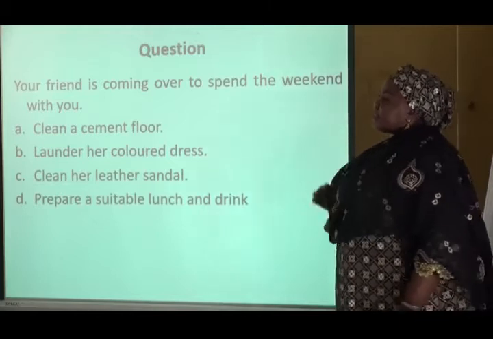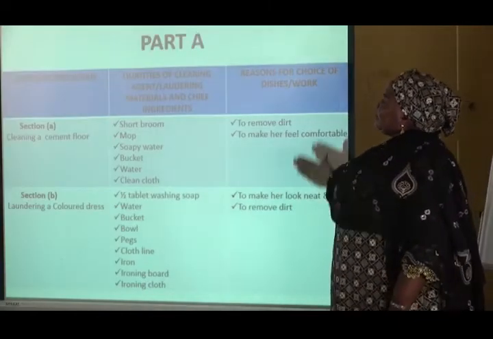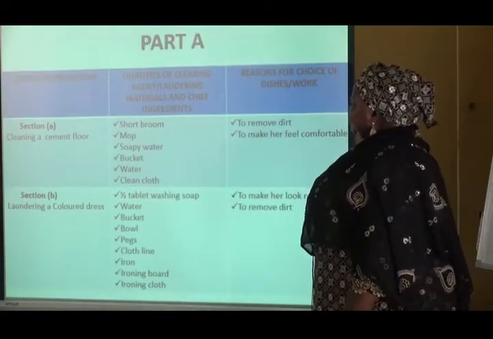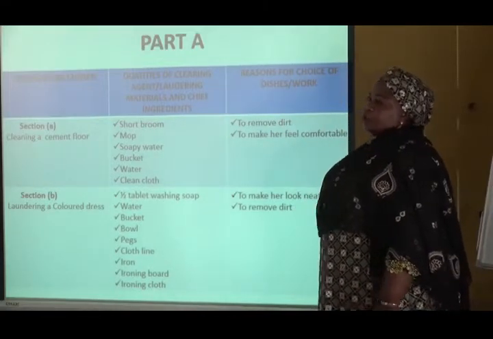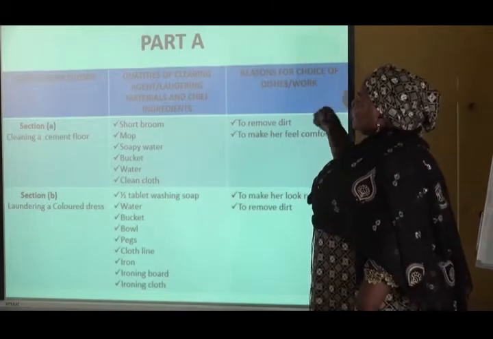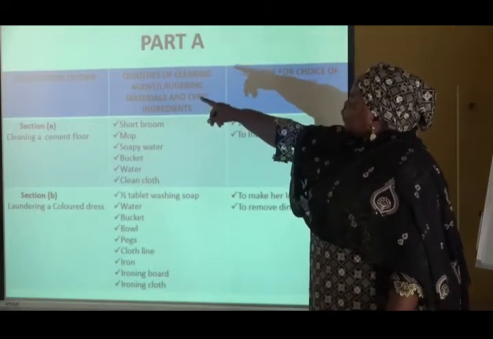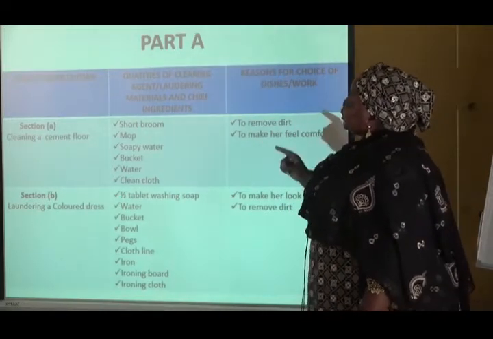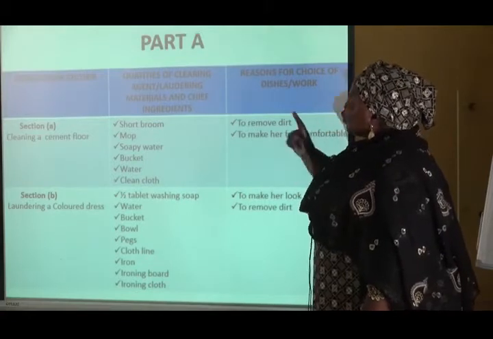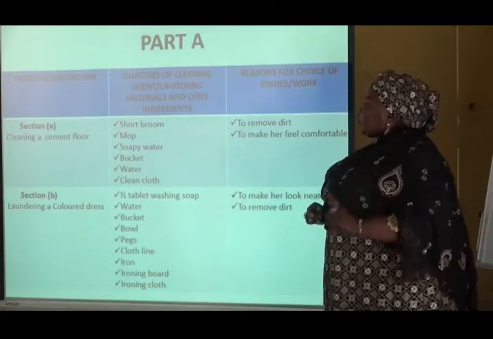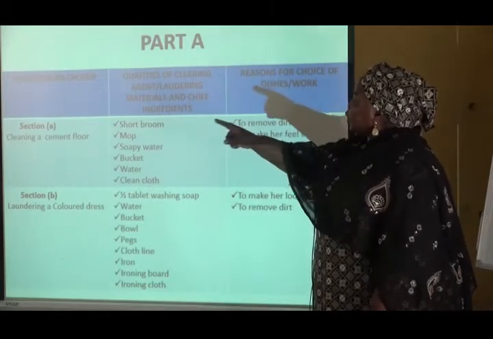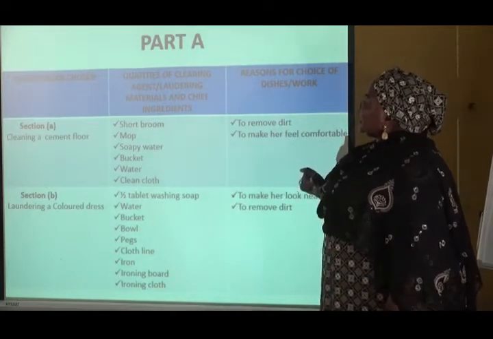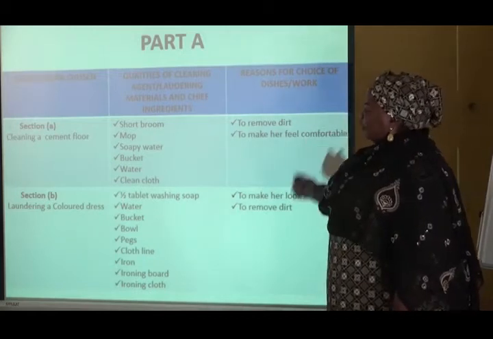Now, let's take the next thing. This is part A. We have different rows and columns. Now, where the first part there says the dishes or the work chosen. The A part of the question says, clean what? A cement floor. So here we have written it down, cleaning a cement floor.